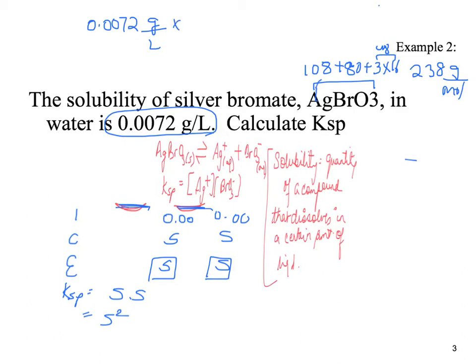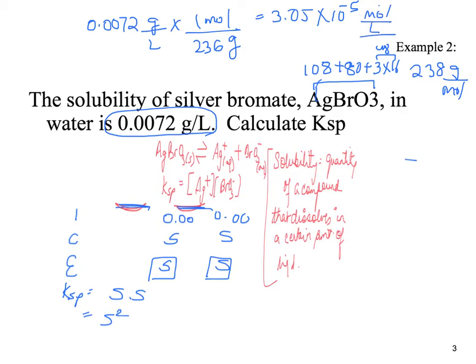And so I can put that 236 grams per mole to convert the grams per liter into moles per liter. So that's going to look like 0.0072 divided by 236. That's 3.05 times 10 to the negative fifth. And this is the moles per liter.